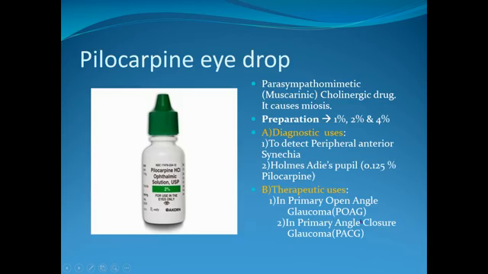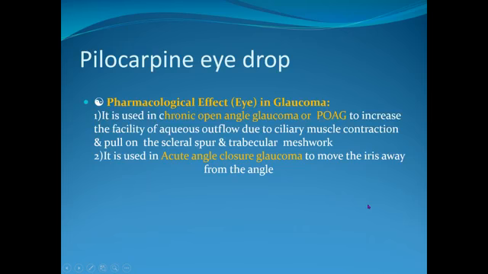And therapeutic use is very important. Usually this anti-glaucoma drug is used in primary open-angle glaucoma, and sometimes you use it in primary angle closure glaucoma. Both. So your answer for therapeutic use is glaucoma: primary open-angle glaucoma and primary angle closure glaucoma.